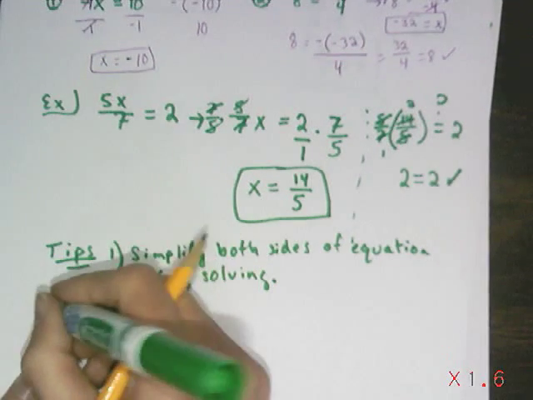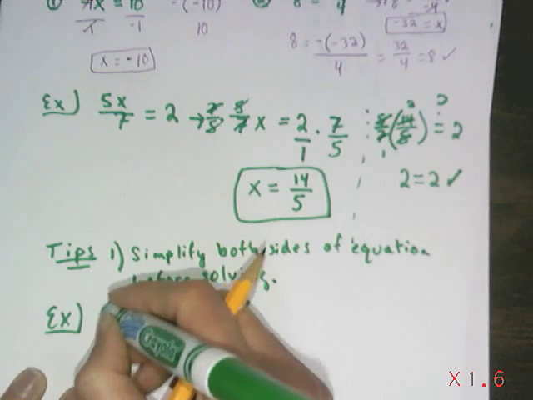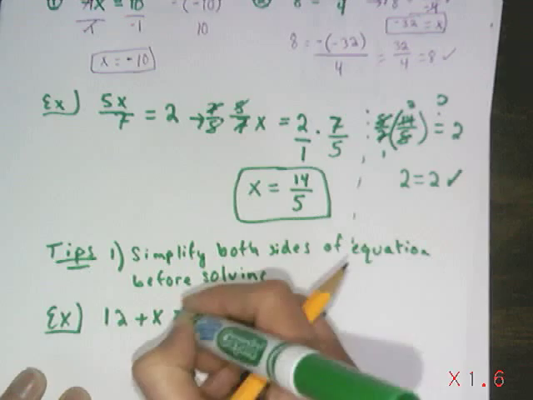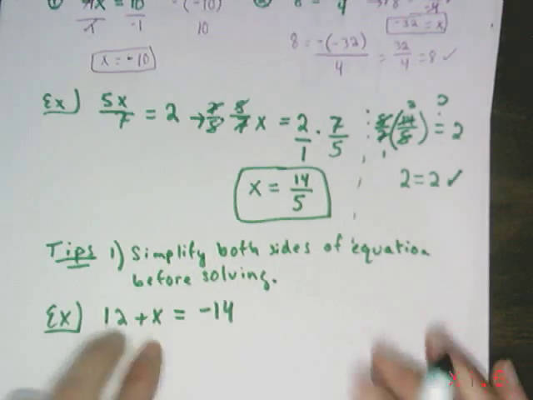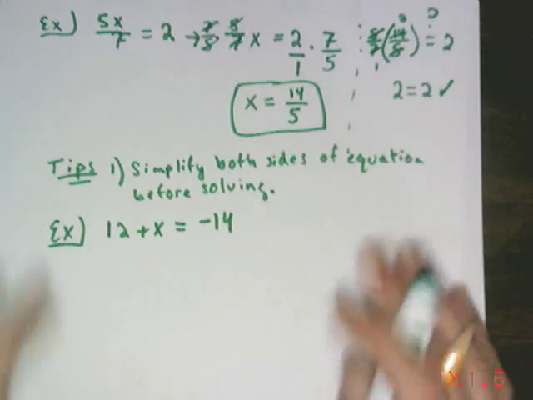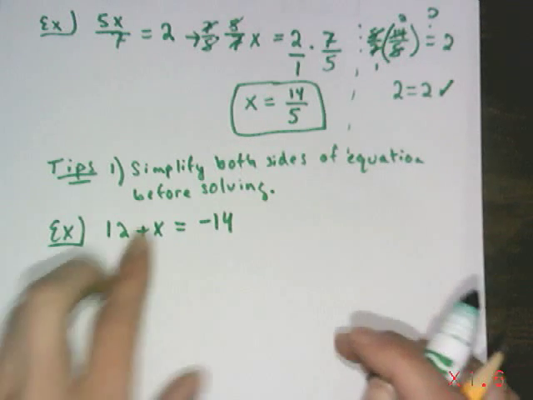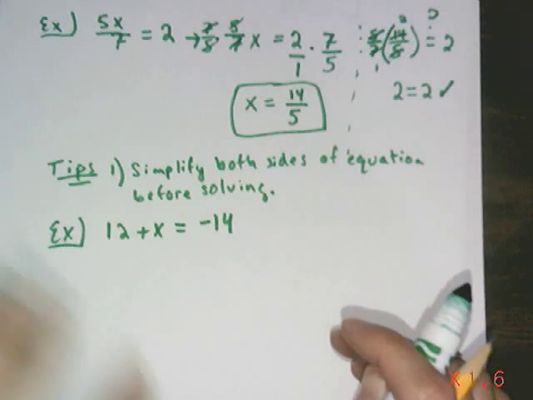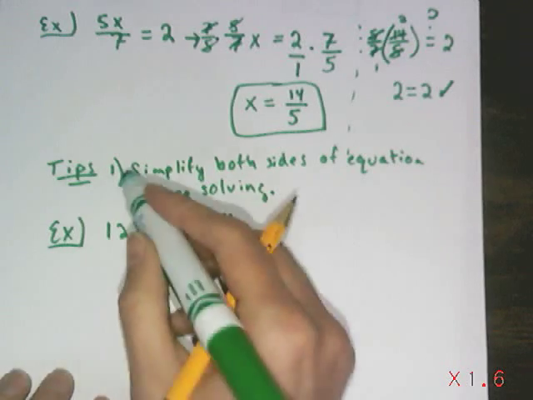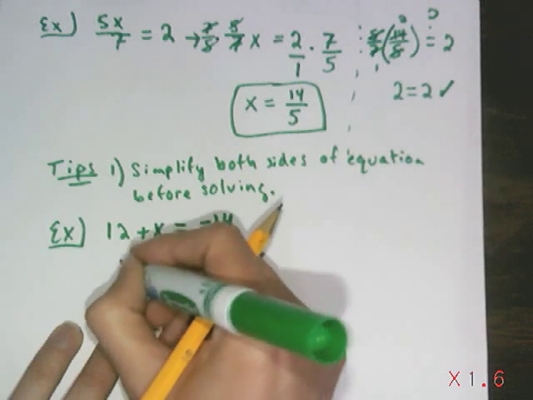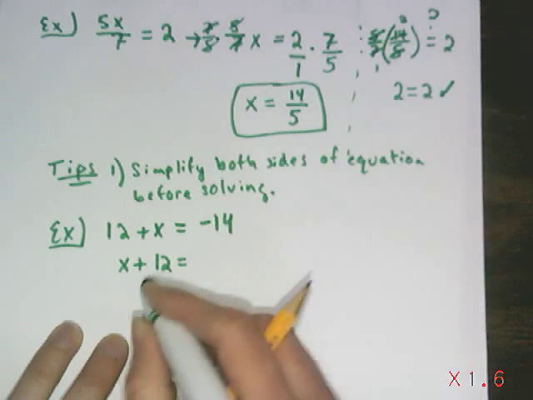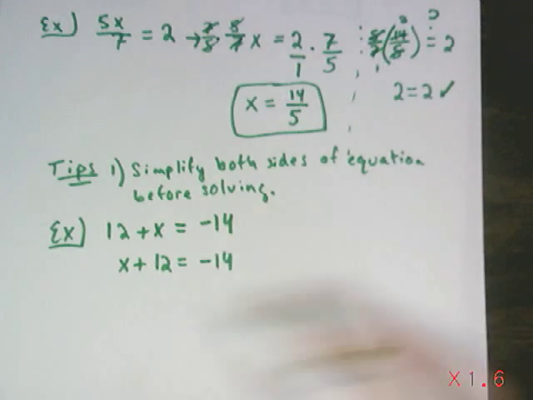So for instance, if we have an equation that looks like this, 12 plus x is equal to negative 14, this left side should already look a little weird to you because we have trained ourselves to put the variable terms before the constant terms. So I'm going to apply this first tip. Go ahead and use the commutative property, switch this order around so that the constants are at the end, and then you can go ahead and solve.